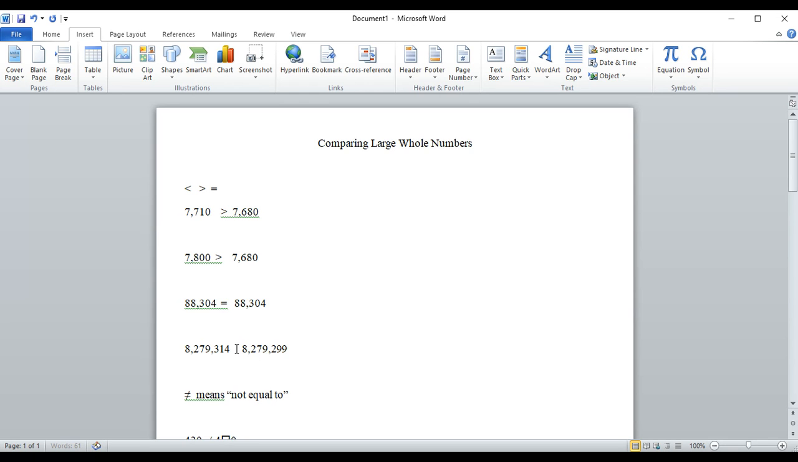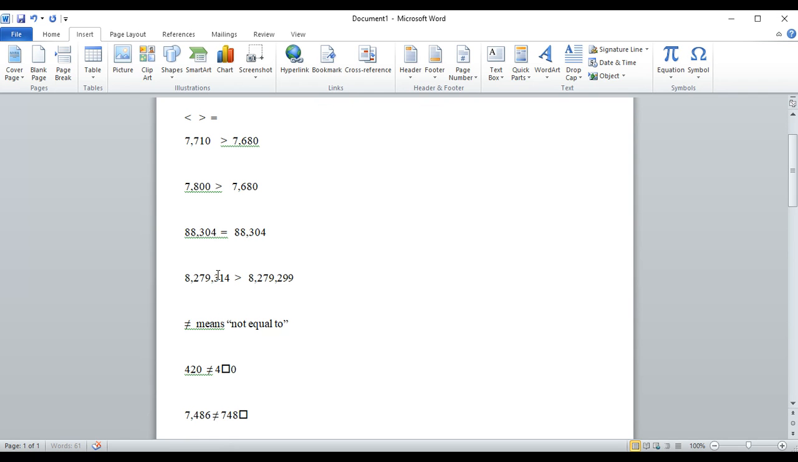So again, 8,279,314 is greater than 8,279,299. And really, it's just a coincidence that the first one, the second one, and the fourth one ended up having the greater number on the left side. That's not always going to be the case.